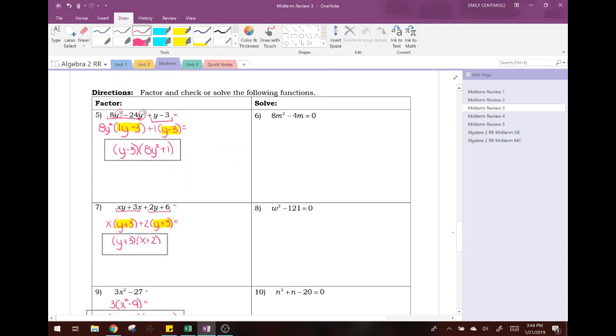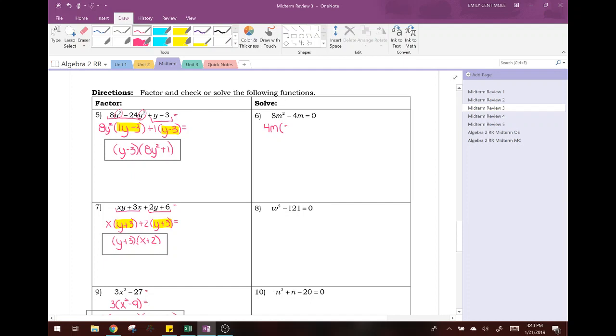So now we're going to go through and we're going to do the counterparts. We're going to go through and solve by factoring. So in this example, number 6, we have 8m squared minus 4m. So we're going to factor out 4m. 8 and 4 are both divisible by 4, and they both have one m in common.